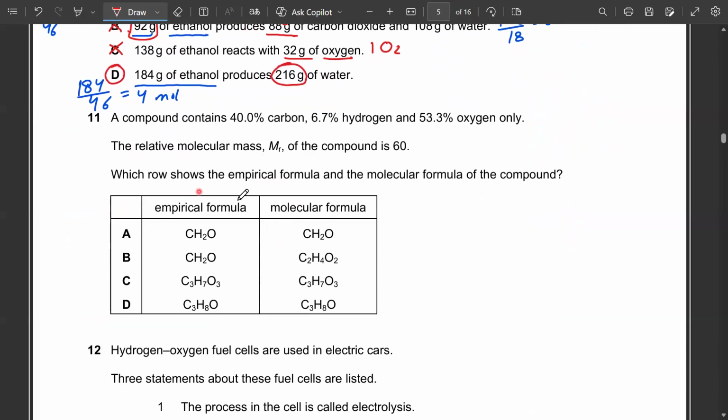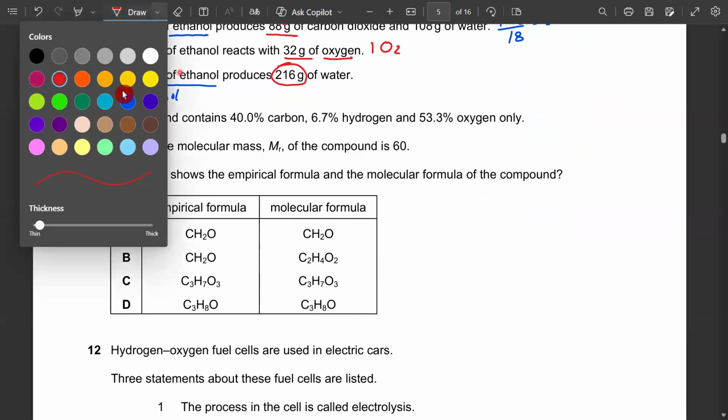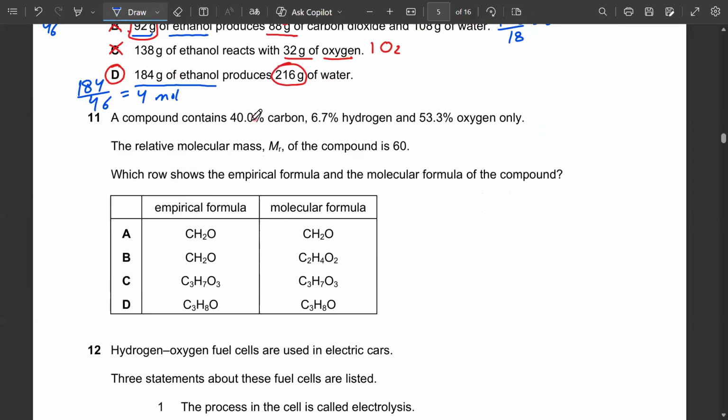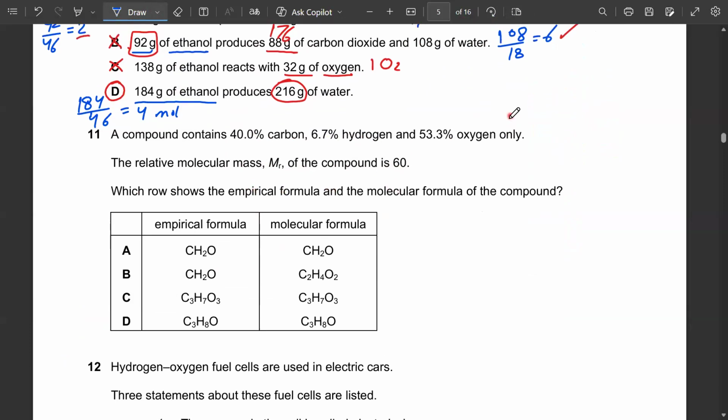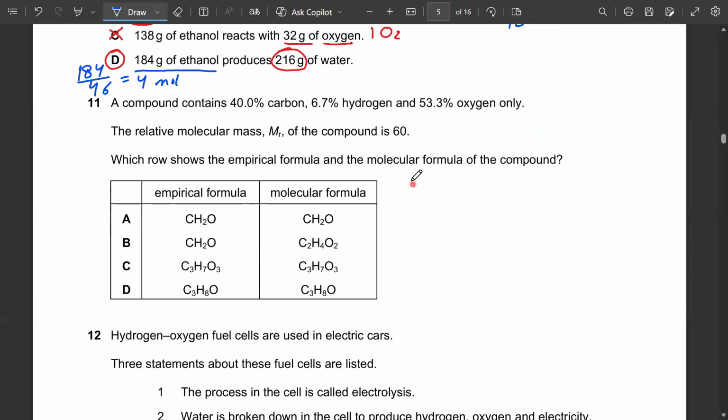Then next question, 11. A compound has this percentage of carbon, this percent of hydrogen, and this percent of oxygen. Its Mr value is provided. Find both the empirical and molecular formula. We have been doing similar types of questions in your practice, so we will apply the same steps.